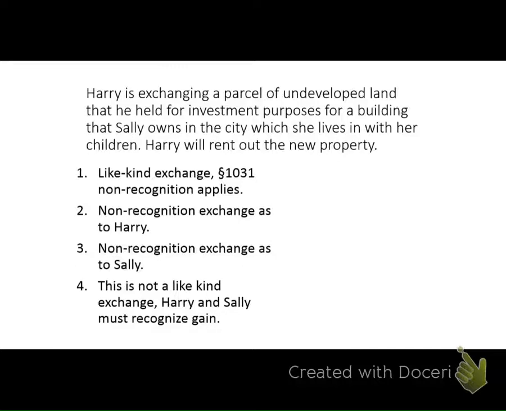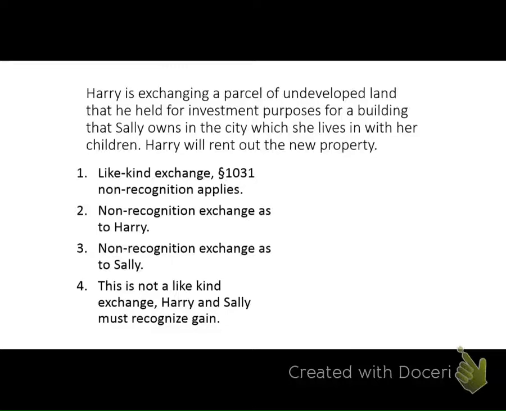We know that these are both real property. We've read that we have a very, very open definition of like-kind when it comes to real property. So we've satisfied the like-kind requirement. Now we have to figure out if we're satisfying the holding requirement. Does Harry satisfy the holding requirement? Is he holding the property for productive use in a trade or business, or is he using it for investment purposes, both before and after the transaction?